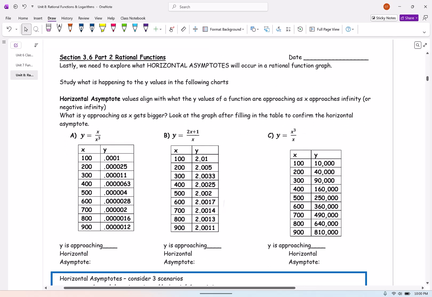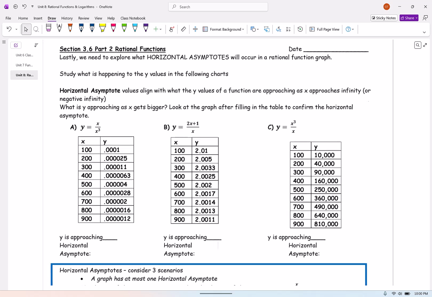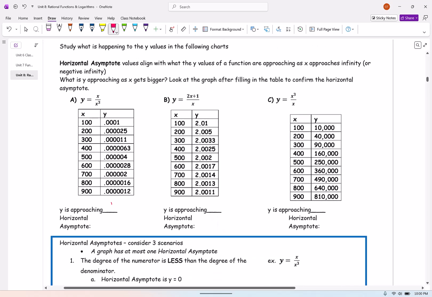All right, so if we look at these different tables, kind of similarly to how we did in part one, we see that as our x value increases, our y value is getting closer and closer to 0. And so y is approaching 0. And so our vertical asymptote would then actually be y equals 0.